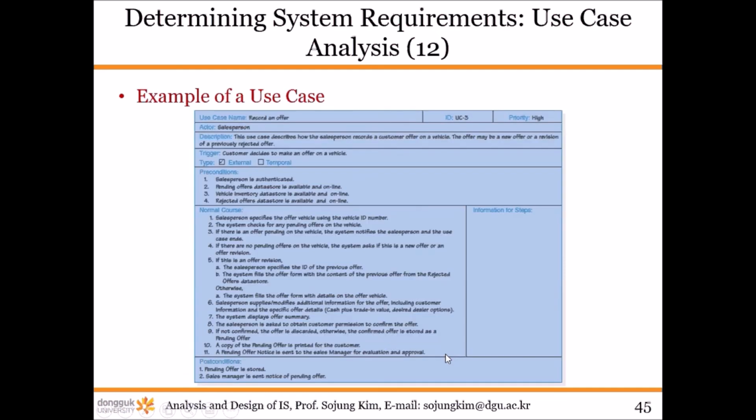All right, so here is an example of a use case, a record on offer. Okay, we have examples: use case name, ID, priority, and then actor, description, trigger, type, preconditions, and normal course, right? So you can see the detailed course here, detailed actions to sell the car, and then postconditions like this.